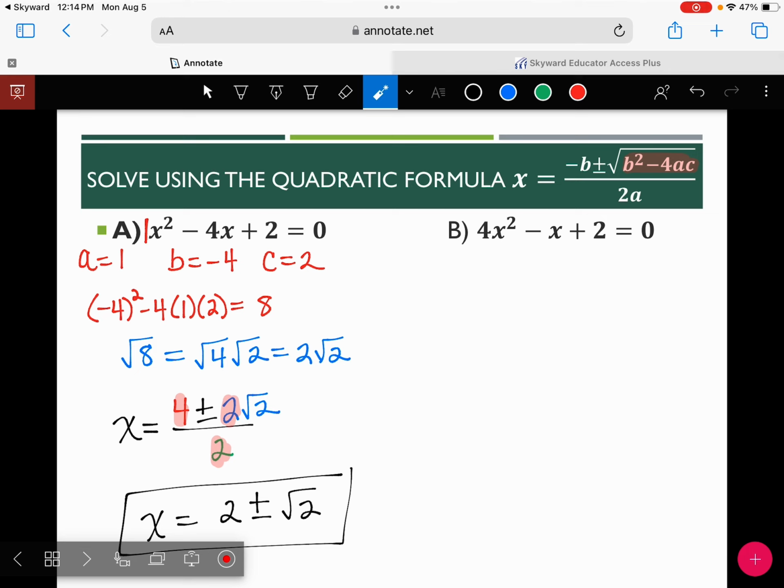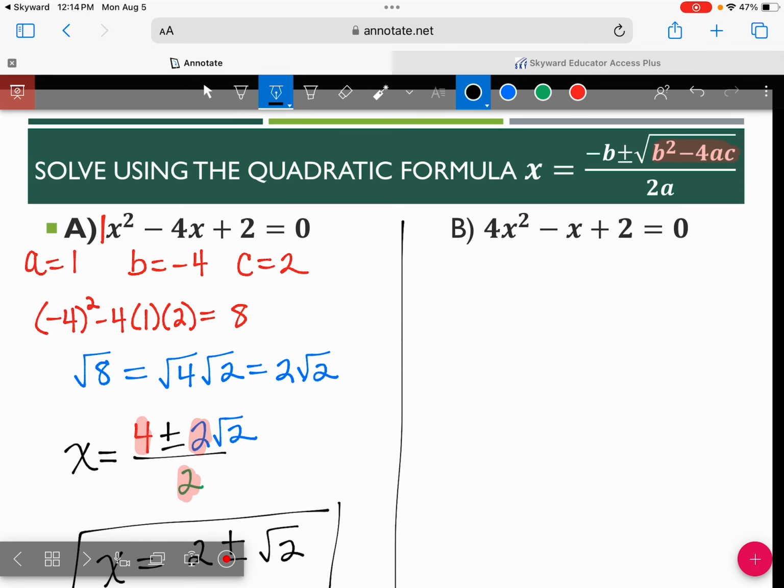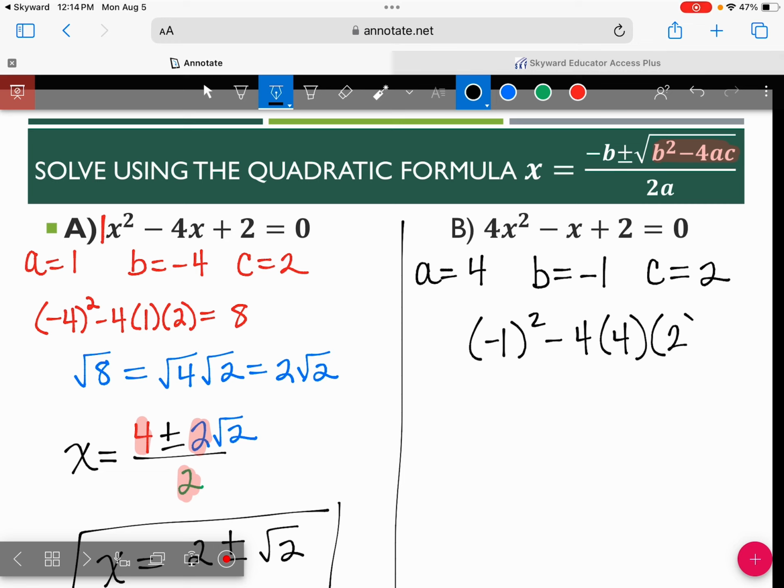All right, let's do this last question. It's already set equal to 0. So A is 4. B is -1, and C is +2. Go ahead and find your discriminant. B squared - 4 times A times C.